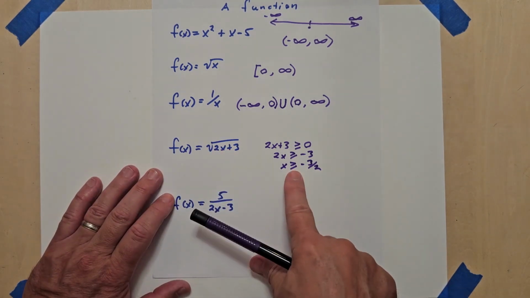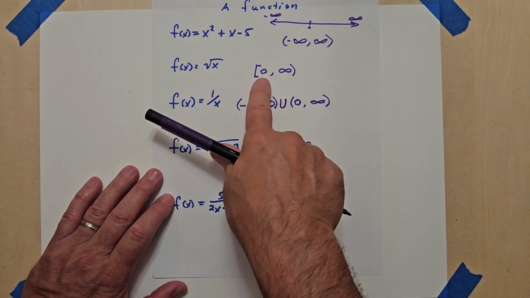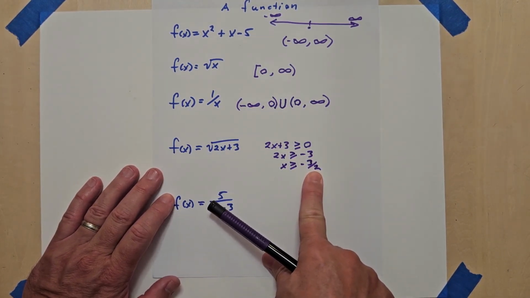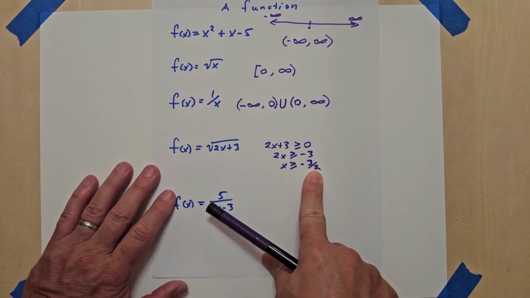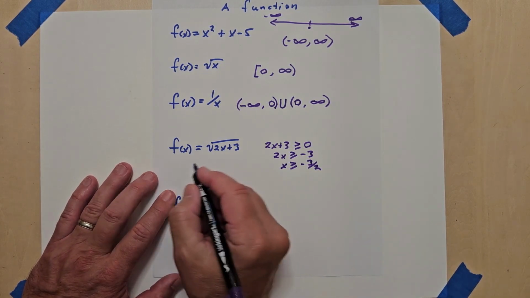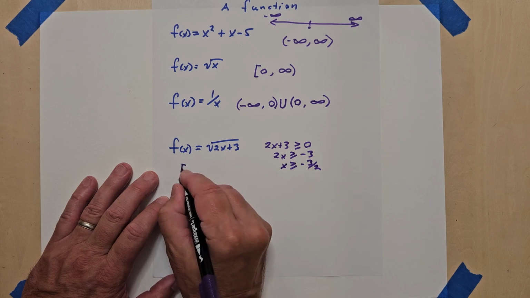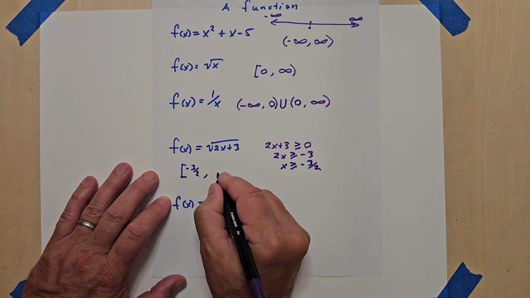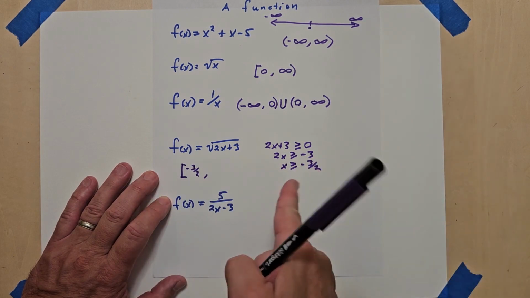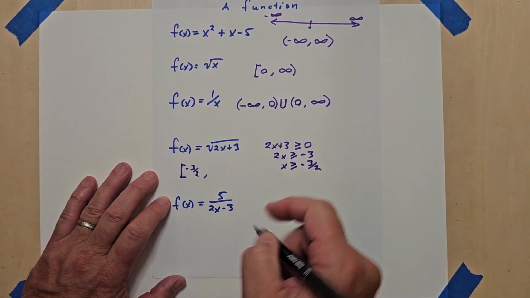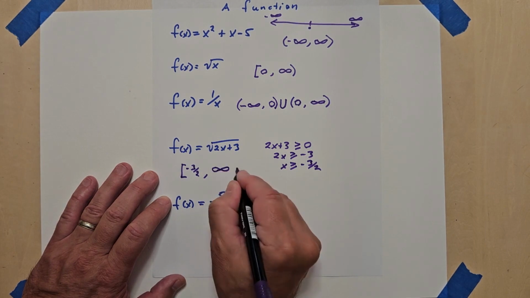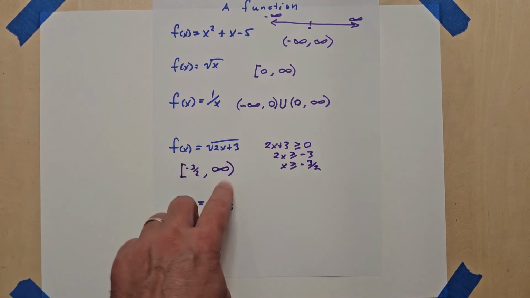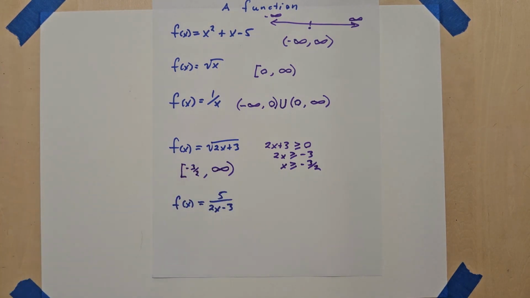So in this case, rather than simply being 0 to infinity, we can actually go down to negative 3 over 2, negative 1.5, and that's okay. So we're going to include negative 3 over 2 on the left, and then we're free to go on to infinity because x's can be greater than this value. And there we have all values from negative 3 over 2 to infinity, and they're all just fine.